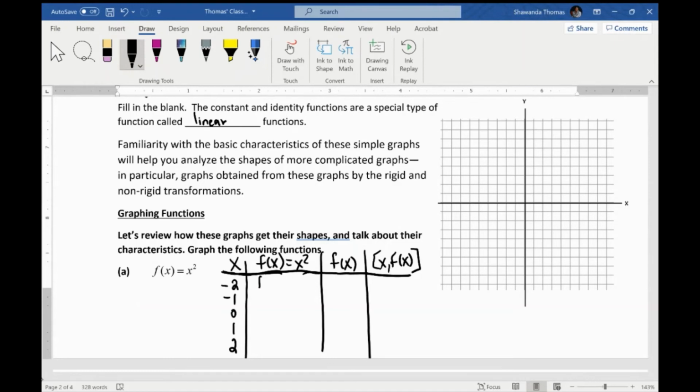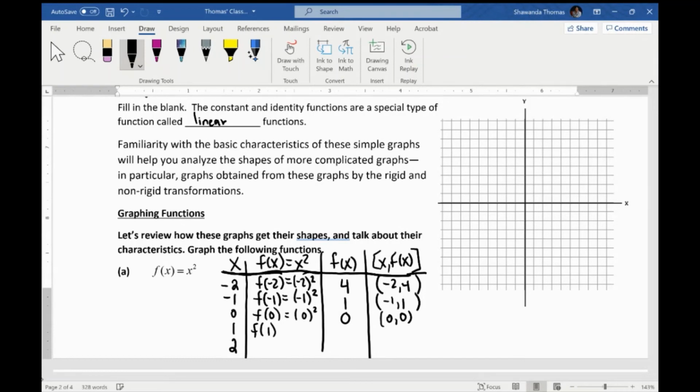All right, let's plug in -2. F of -2 equals -2 squared. What's -2 squared? 4. Very good. So what would be the point that corresponds to this information? -2 and 4. Very nice. Let's plug in -1. That would be -1 squared. What's -1 squared? 1, thank you. So what point corresponds to this information? -1 and 1. Yep. Let's plug in a 0. 0 squared. That's just 0. So it'll be 0, 0.